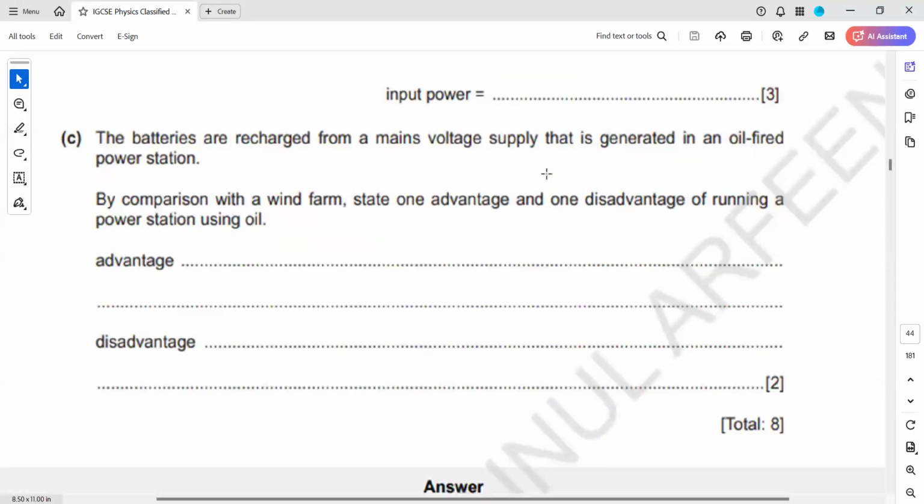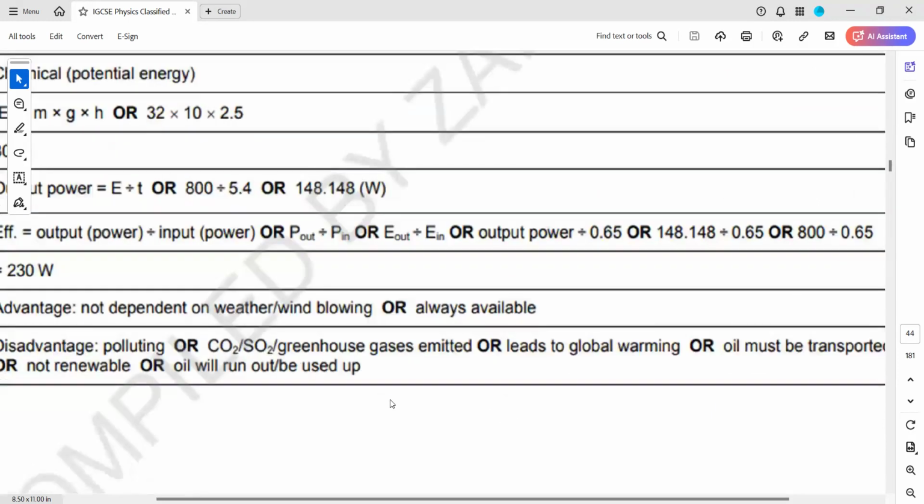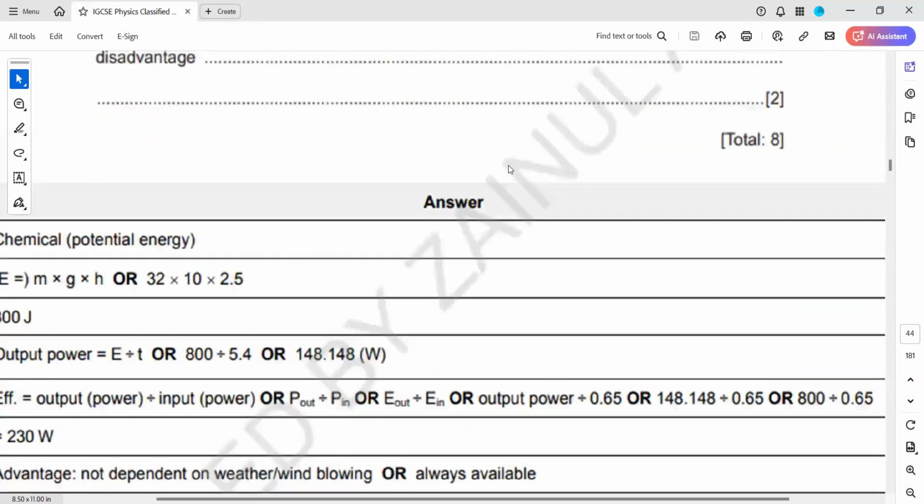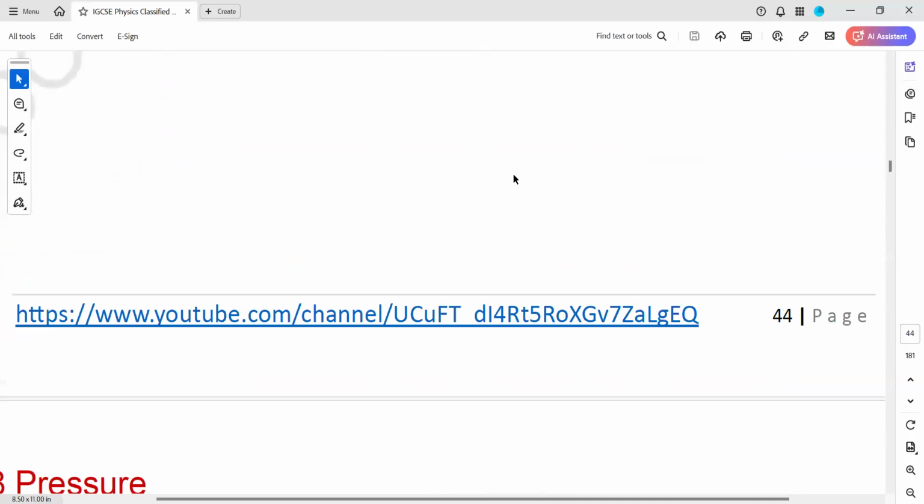So what can be a disadvantage? What is the disadvantage? Pollution, it produces pollution, non-renewable. Non-renewable. What else? Not renewable. Greenhouse gas effect. Yes, Hamid. The greenhouse gas effect is a disadvantage.